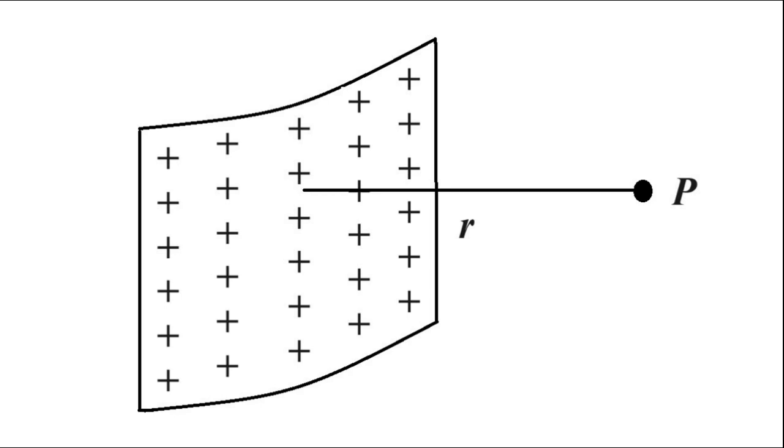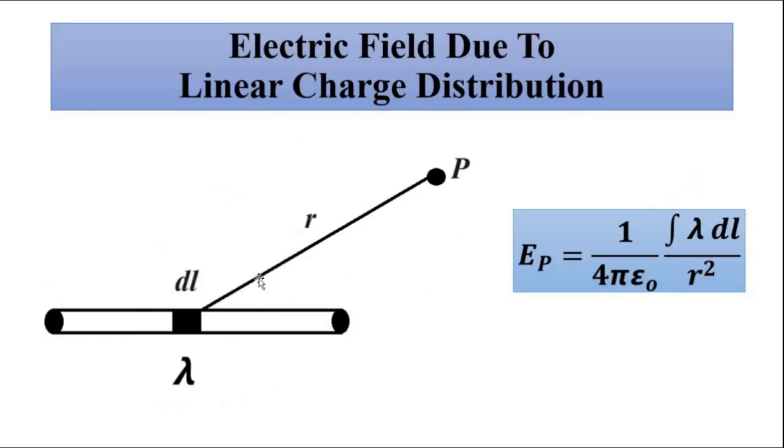Since we have taken this discussion related to linear, surface and volume charge density, let us elaborate on that. For linear charge distribution, let us say we have a rod or a wire which has a linear charge density of lambda, lambda coulomb per meter.